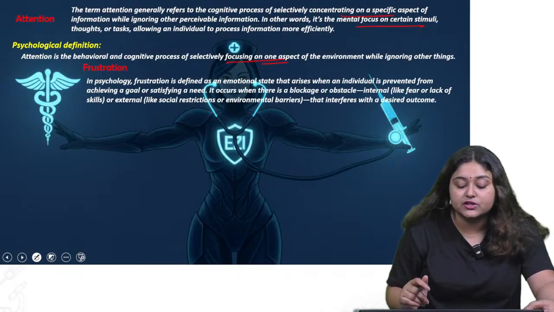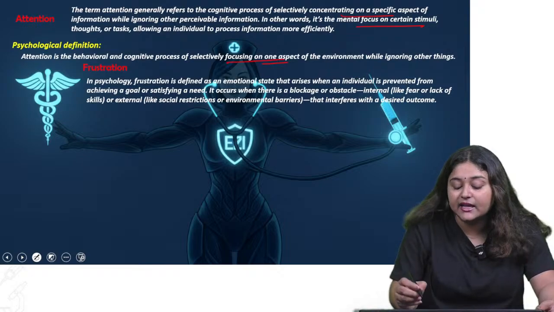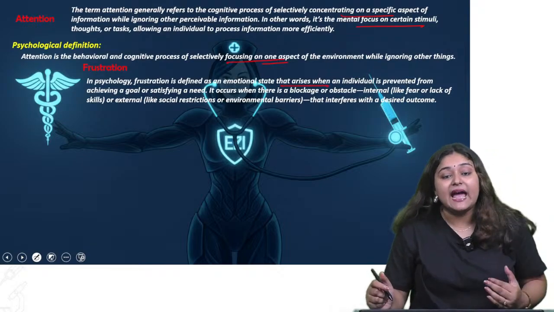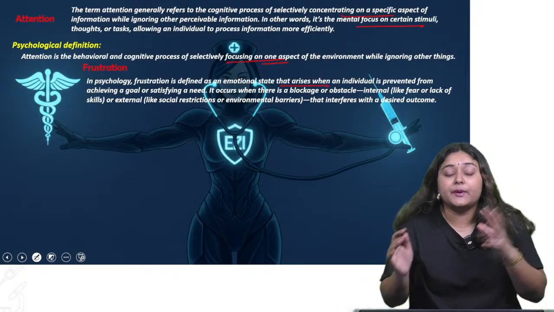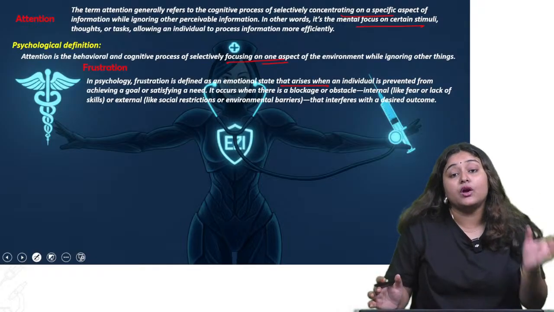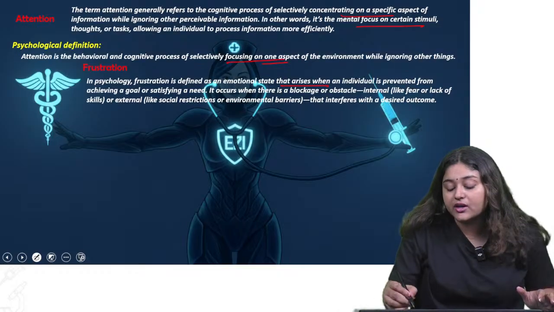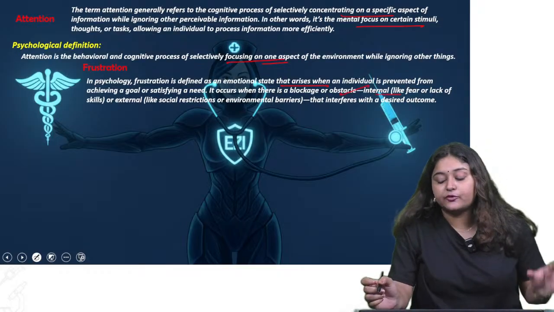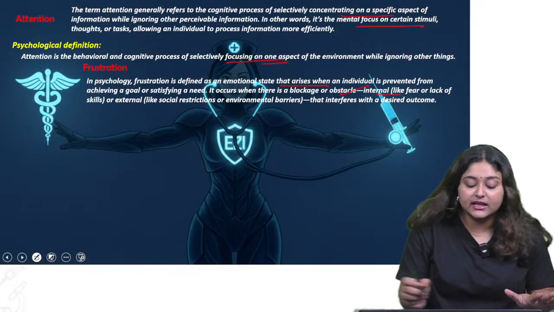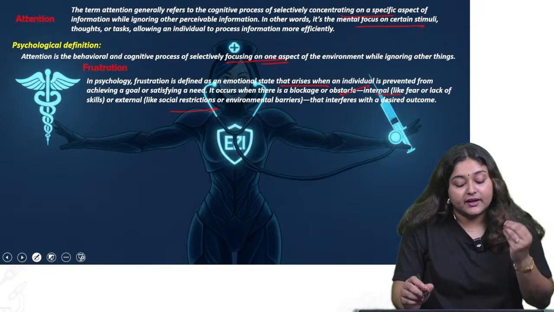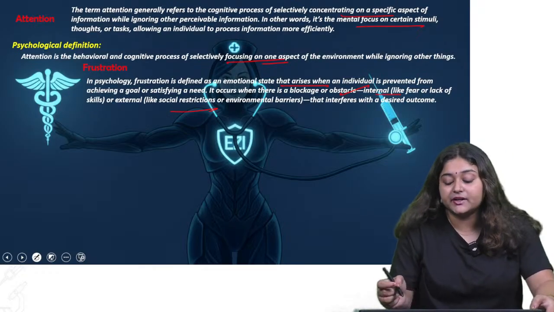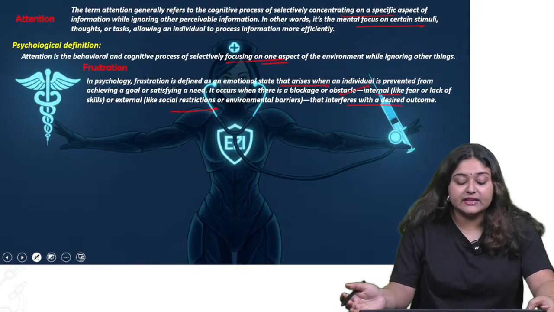In psychology, frustration is defined as an emotional state which mainly arises when an individual is prevented from achieving a goal or satisfying a need. It occurs when there is a blockage or obstacle, either internal, like fear or lack of skills, or external, like social restrictions or environmental barriers, which interferes with the desired outcome.